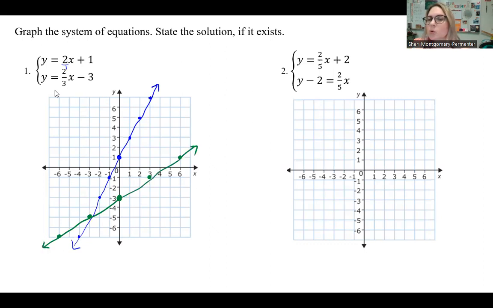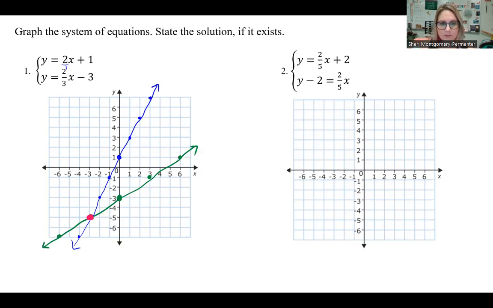Do you see the point where they intersect? Yeah. So this is like that first situation where we definitely have an intersection. It's right there in pink. How do we name that point? What is the name of that point?